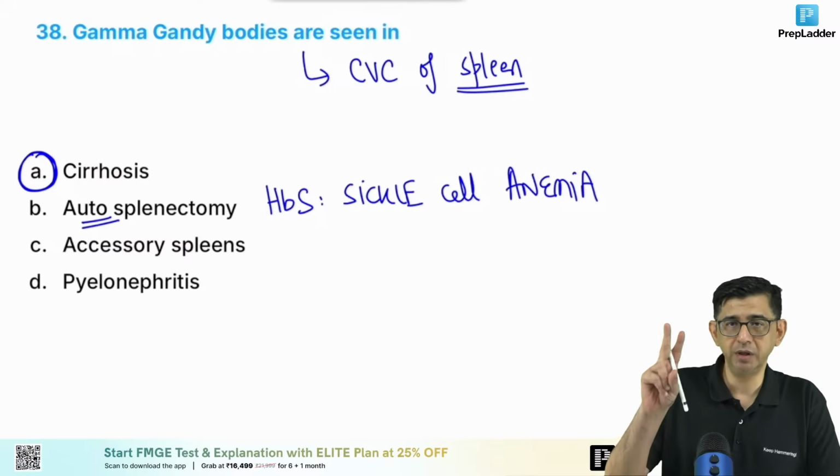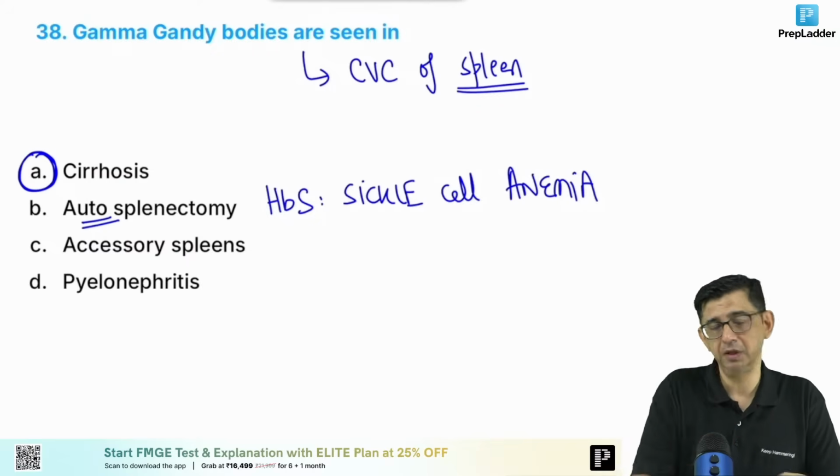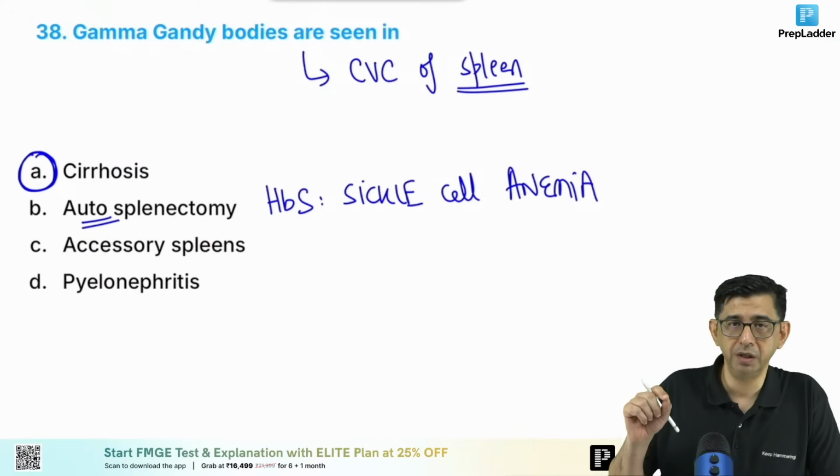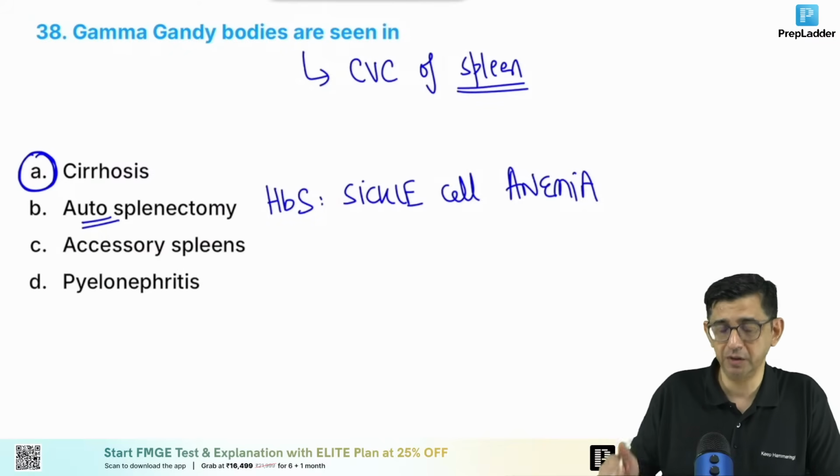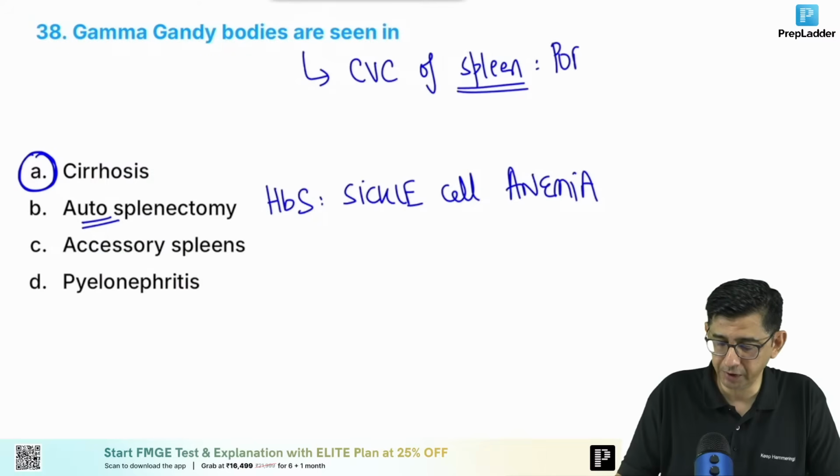Let's recap 2 learning points in this question. Point number 1, Gamna-Gandy bodies are seen where? They're found in chronic venous congestion of the spleen. That is going to be portal hypertension. That is 1.